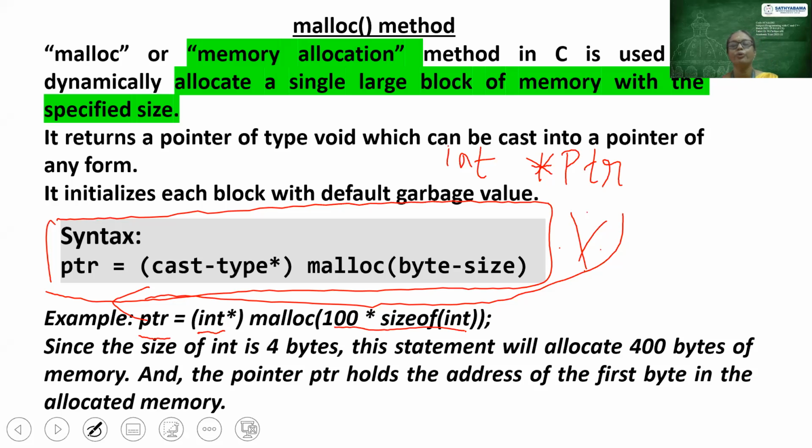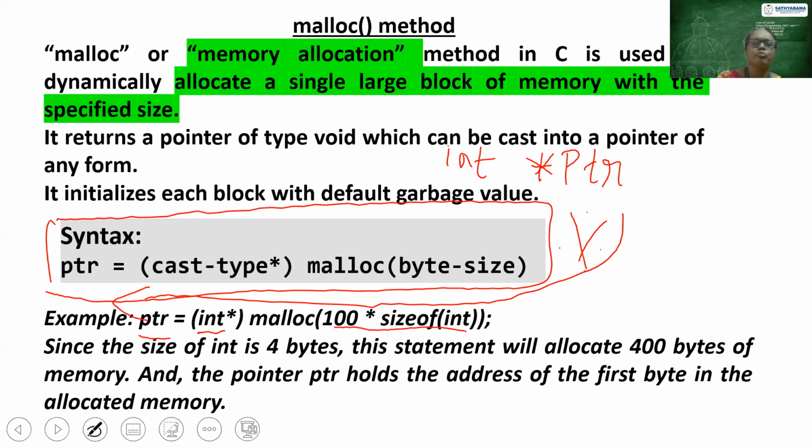I told you about sizeof. We already know, from executing the program, how to find out the size of a variable, which varies from system to system. It will vary depending on whether you have a 32-bit system or 64-bit system, or a lower-end system. So that's why 100 into sizeof. For example, the integer size is 4 bytes, so it will automatically allocate 400 bytes of memory.